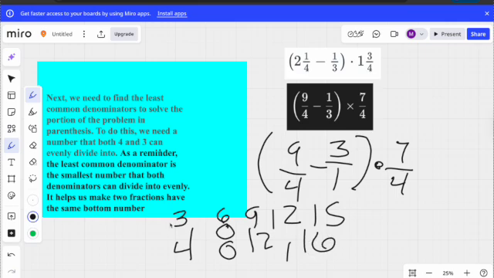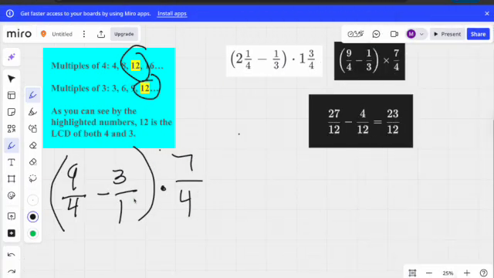So if we take a look at 3 and 4, our least common denominator in both groups is a 12. Okay, now that we have found our least common denominator, we're going to take that 9 and 3, and we're going to multiply that across, giving us a 27. But instead of multiplying the bottom numbers, we're going to use that least common denominator that we found of 12, and we're going to write that as our denominator.